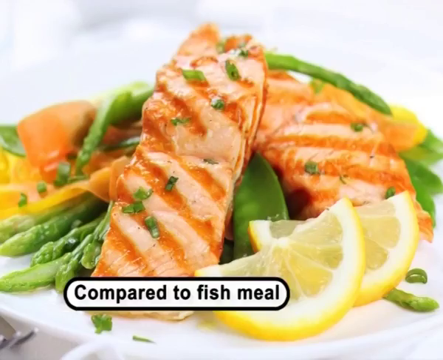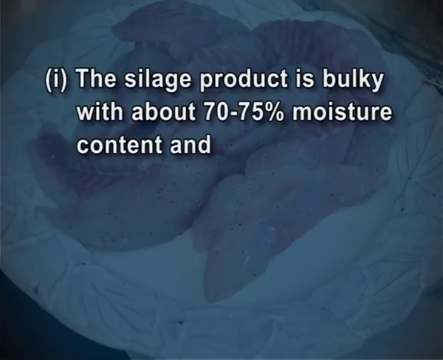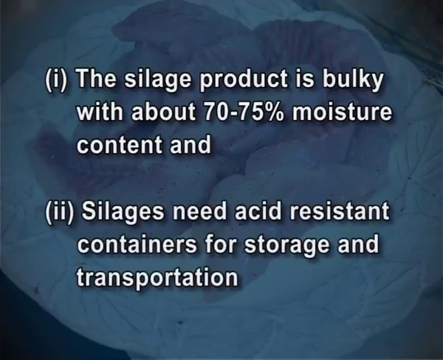Compared to fish meal, silages are advantageous as silage production does not need complicated machinery. The process is simple. The disadvantages of silage are: number one, the silage product is bulky with about 70 to 75% moisture content, and number two, silages need acid resistant containers for storage and transportation. Table 2 lists some chemical quality characteristics of fermented products from different fish species.